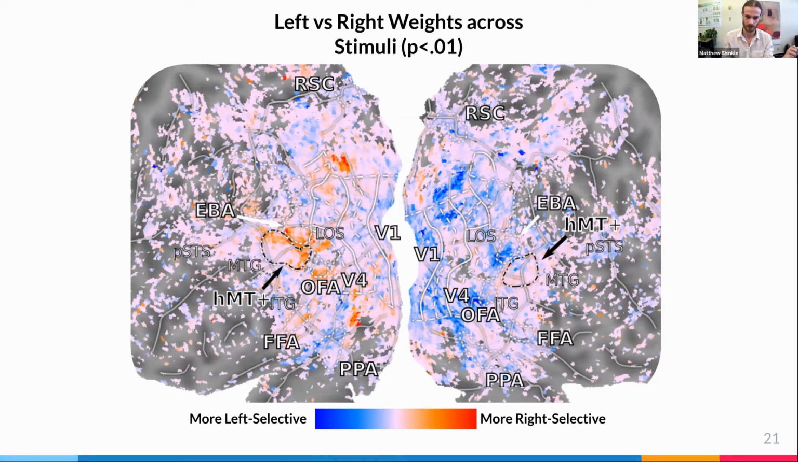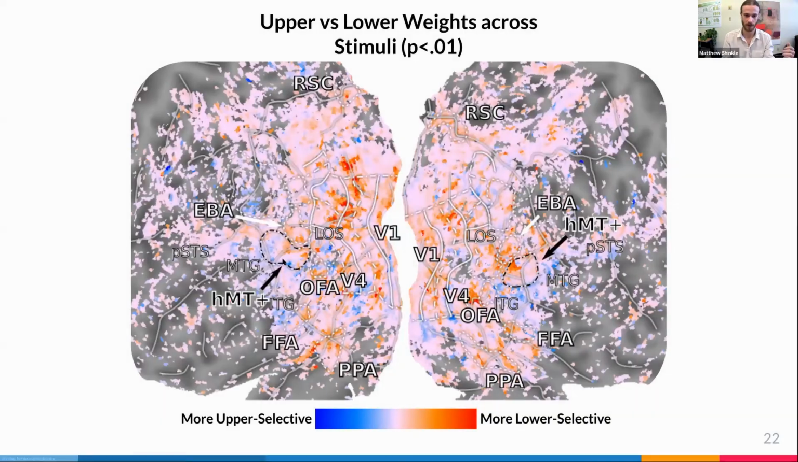And if we look at these voxels around hMT, we see relatively strong contralaterality along the dorsalmost border, but very weak to minimal evidence of contralateral tuning along the ventralmost border. We did the same analysis for upper versus lower portions of the visual field, finding that the ventral portion of voxels surrounding hMT tend to be lower selective, whereas voxels along the dorsalmost border demonstrate more upper selectivity, which is consistent with retinotopy existing in hMT, but confirms that this holds true for the presence of body features as well.